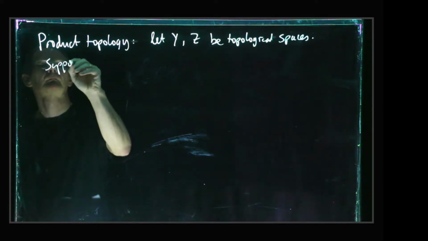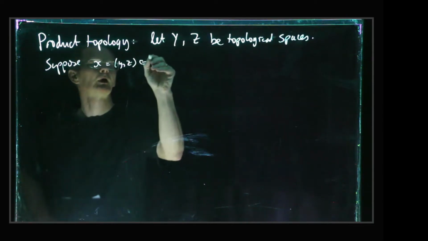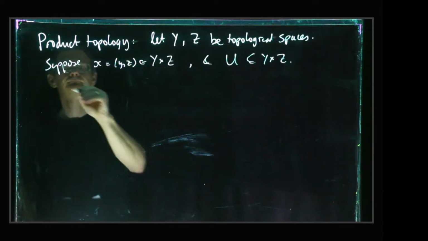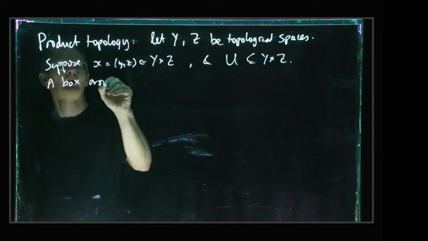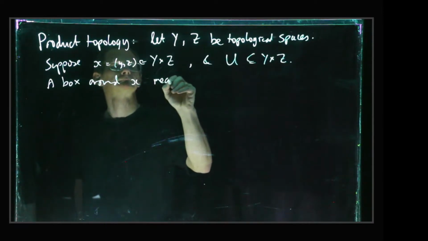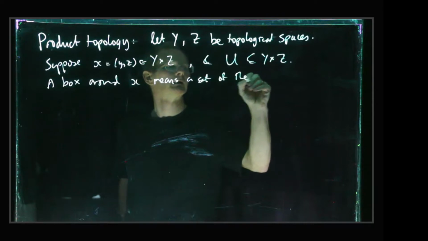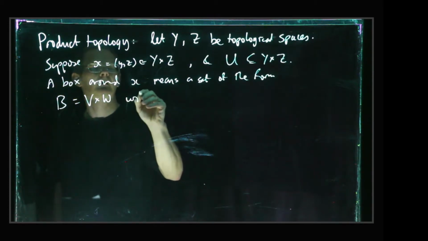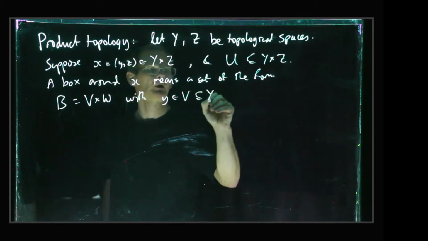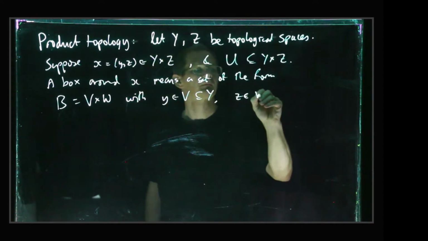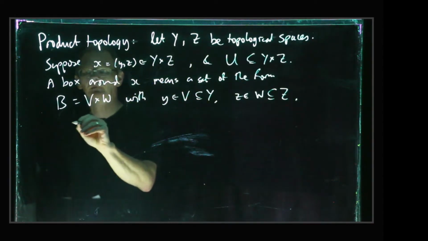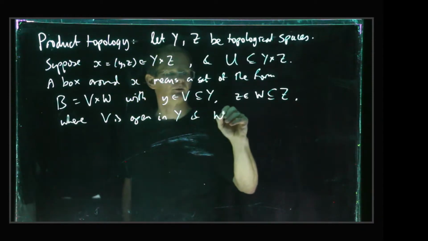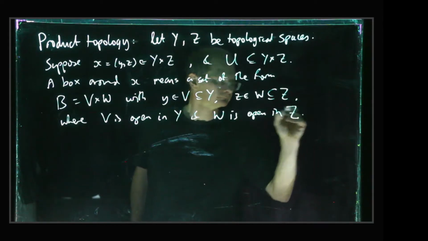So let's suppose X is a point, say (Y, Z), lying in Y cross Z, and U is some subset of Y cross Z. So a box around X is a set of the form V cross W, with Y in V, which is a subset of Y, Z in W, which is a subset of Z, where V is open in Y and W is open in Z. Okay, so that's what we mean by a box.